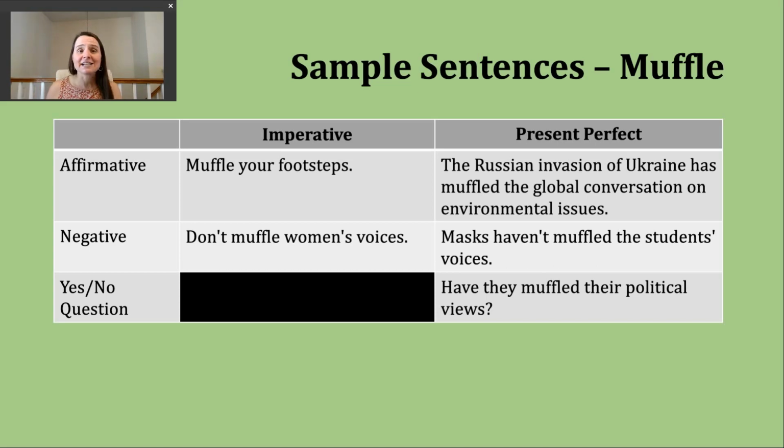Now let's look at a negative imperative sentence. To do this, our structure is going to be do not and then the base verb. And again, we could add please to the beginning or please to the end to try and make things sound a bit more polite. An example here of an imperative might be, don't muffle women's voices.